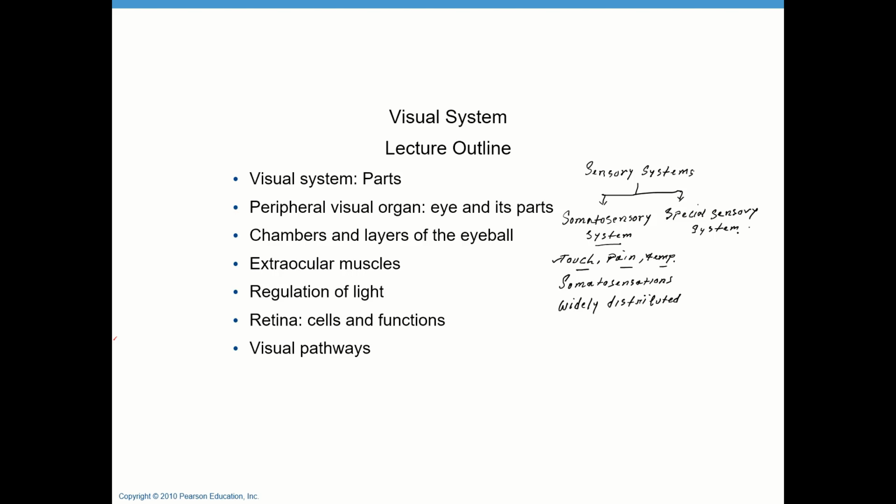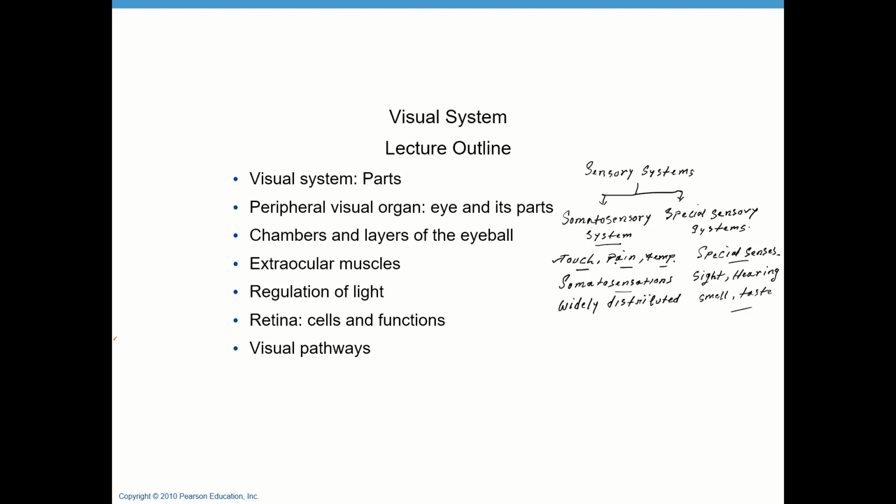Special sensory systems process special senses. Special senses include your sight or vision, your hearing or audition, your smell or olfaction, your taste or gustation. So now you see one difference between somatosensations and special senses.